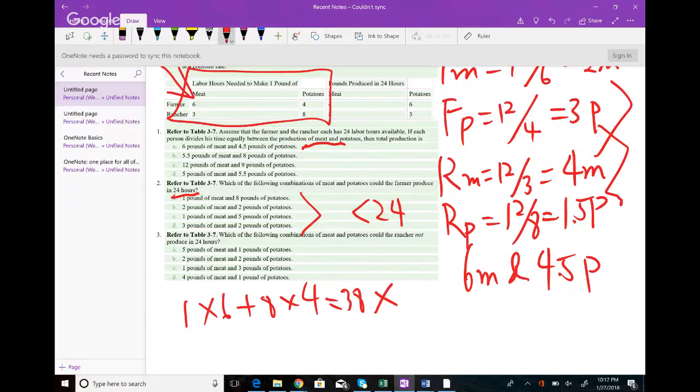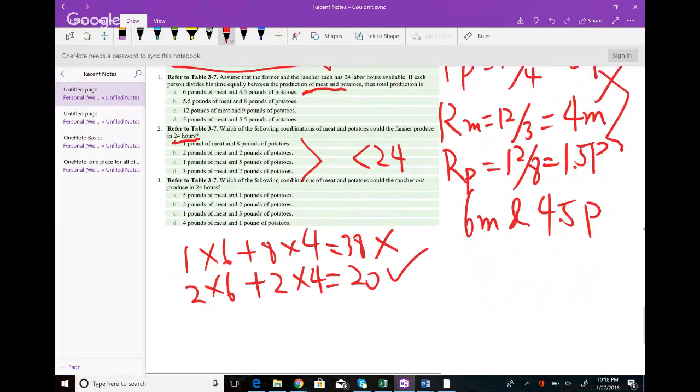And then next, 2 pounds of meat, 6 hours each, plus 2 pounds of potato, 4 hours each. So 2 times 6 is 12. 12 plus 2 times 4, which is 8, so that will be a 20. So this sounds very good.